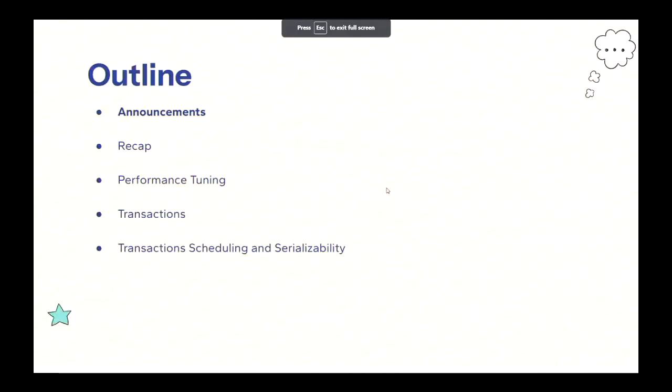And now let's come to today's lecture. So this is our outline today. We will go through some announcements, and we will have a quick recap of what we have learned in our last lecture. And then we will learn 3 topics today. The first one is following our previous lecture about how to do performance tuning. The second one is about transactions. And the last one is about the serializability of transaction schedules.